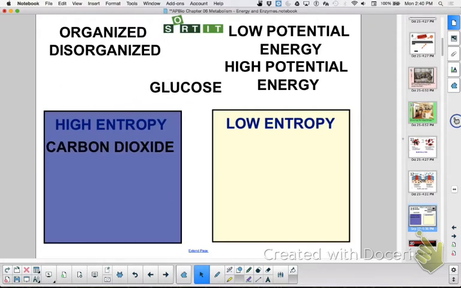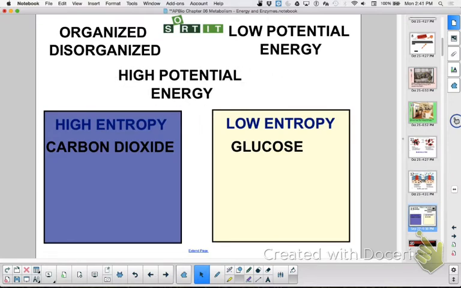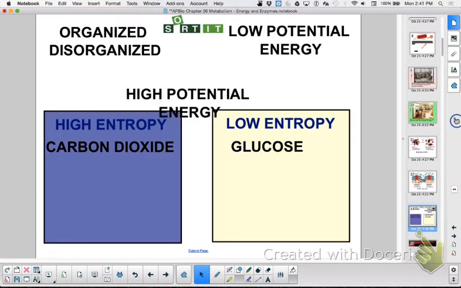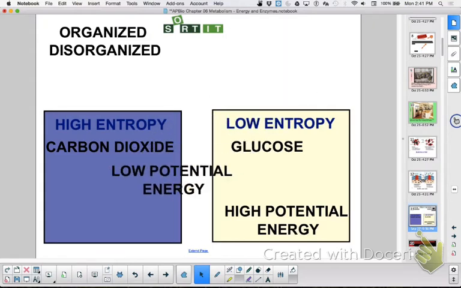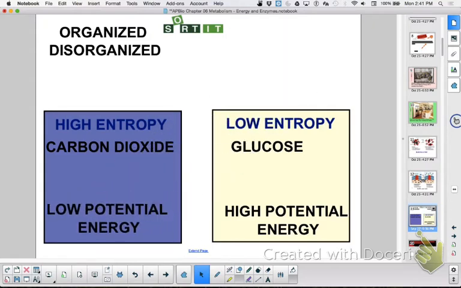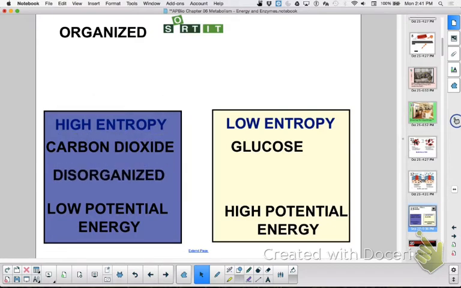What about glucose? Where are we going to put this? Lower. Okay. But does that make sense to you? Yes. Okay, make it make sense. Entropy. Entropy. Entropy.